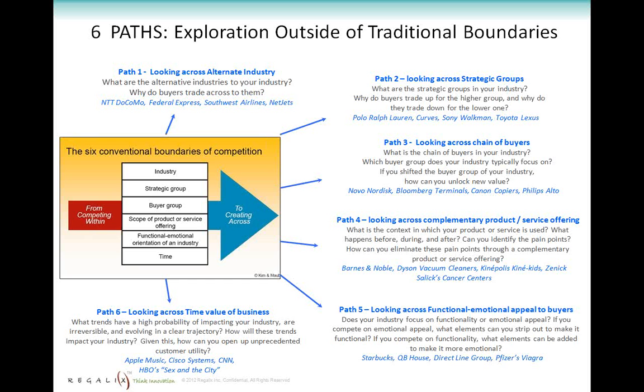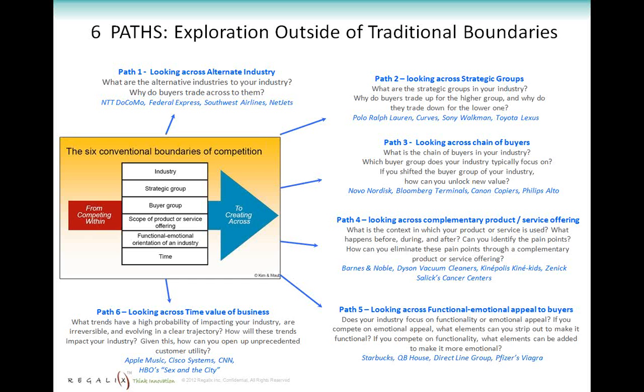The next path is called looking across complementary product and service offerings. Here, the key questions one needs to ask is what is the context in which your product or service is used? What happens before, during, and after a product is bought and used? Is it possible to identify the pain points, and how can one eliminate the pain points through complementary product or service offerings? Companies like Barnes & Noble and Dyson vacuum cleaners followed this path.